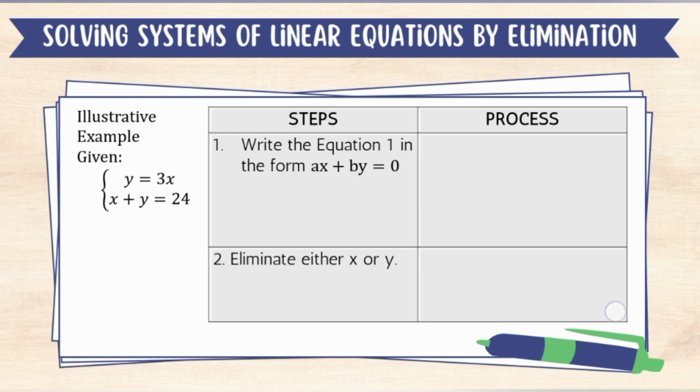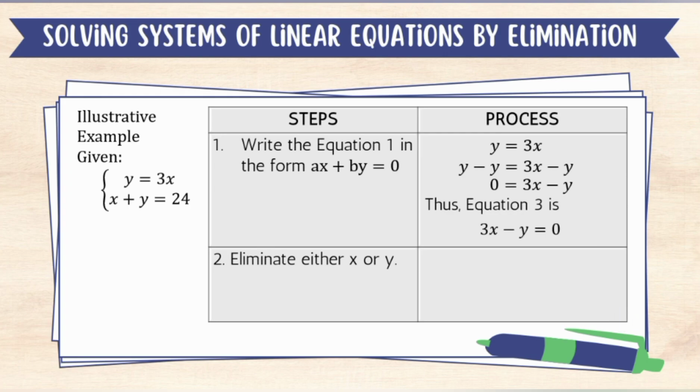So in order for that, we just have to add negative y to both sides. So y minus y is equal to 3x minus y. So y minus y cancels out and becomes 0, so that would become 0 is equal to 3x minus y. So thus, the new equation that will be formed is 3x minus y is equal to 0.